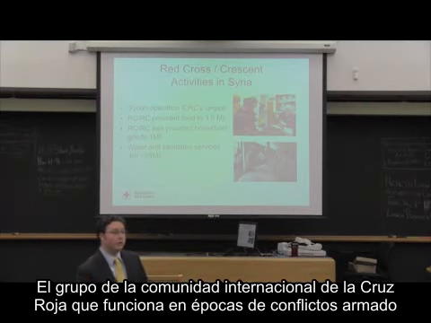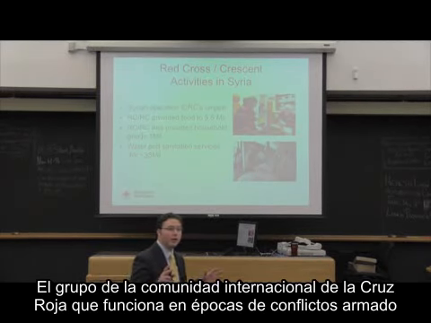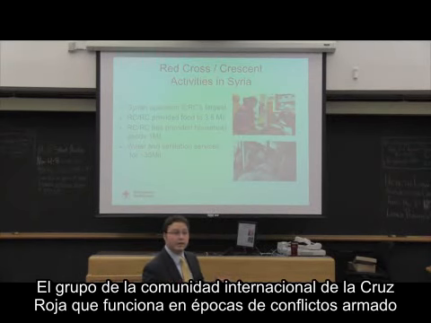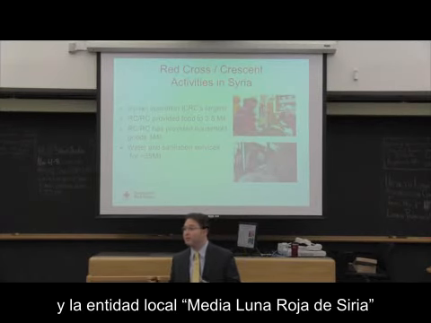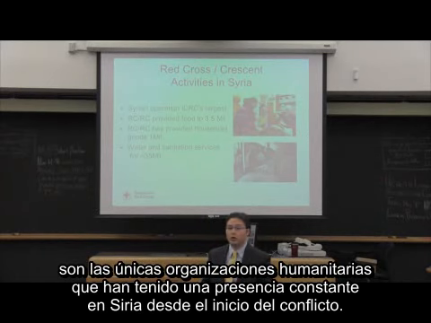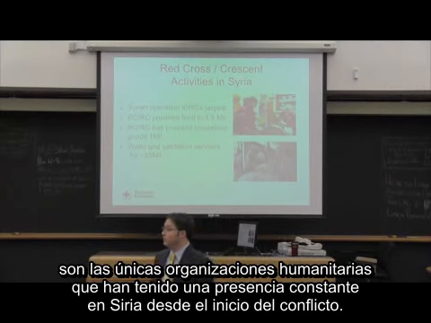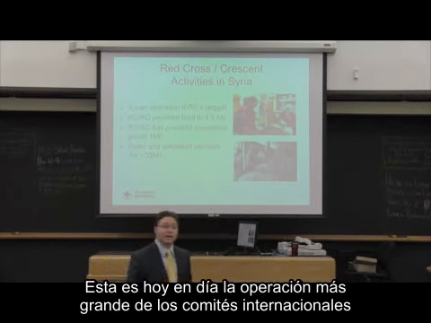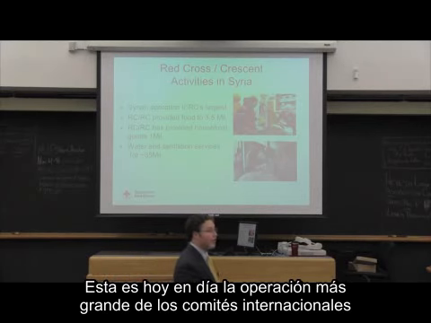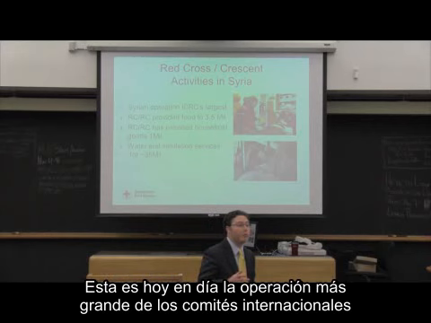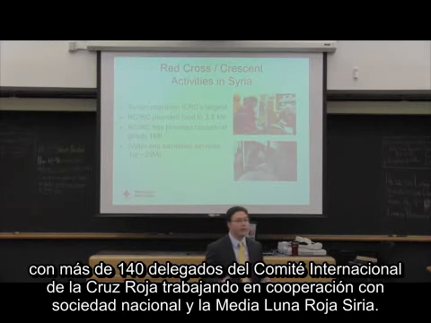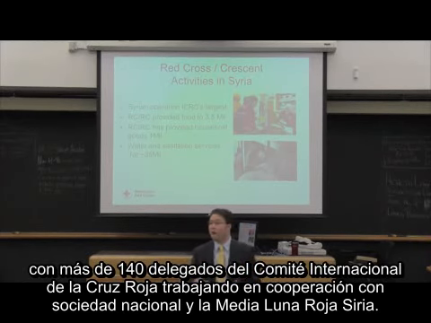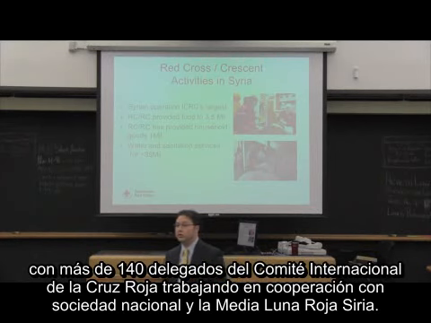In fact, the International Committee of the Red Cross, which is kind of the global element of the Red Cross, Red Crescent movement that operates in times of armed conflict, as well as the local national society partner called the Syrian Arab Red Crescent, is really the only international humanitarian organization that has had a constant presence within Syria since the beginning of the conflict. They have stayed there the entire time. Today, the Syrian operation is the International Committee's largest operation. There are over 140 ICRC delegates working in cooperation with its national society partners and the Syrian Arab Red Crescent.